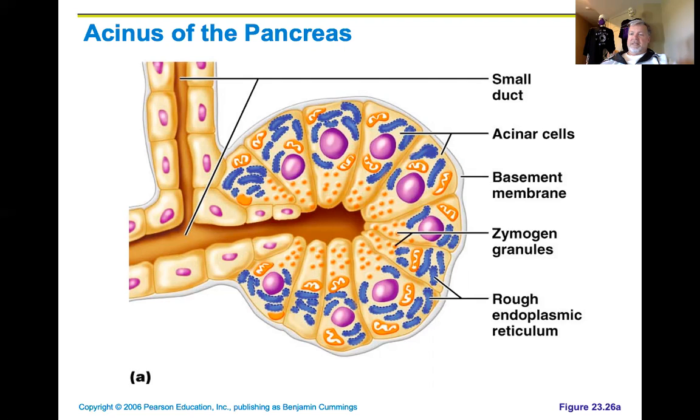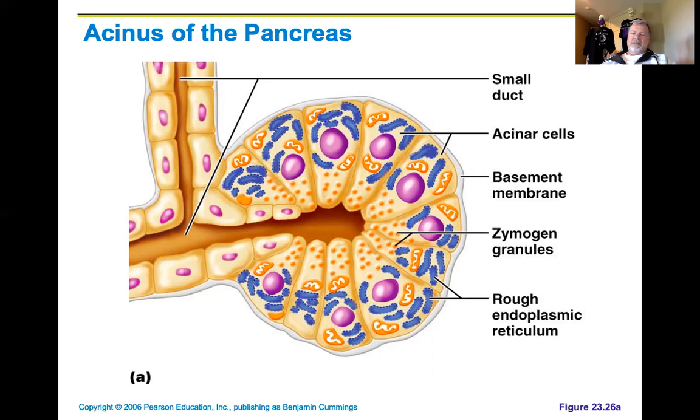Pancreatic lipase, lipid plus ase, so lipase digests lipids. And then pancreatic ribonuclease and deoxyribonuclease. And those are there to break down your nucleic acids.